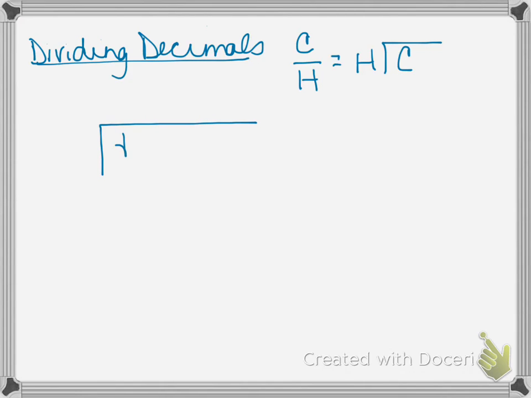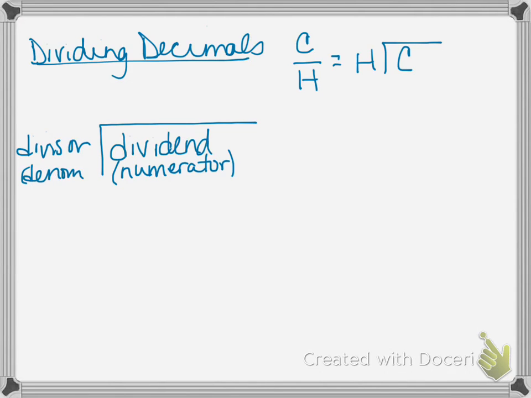So we have the number inside is our dividend. That is actually your numerator. It's the number you're dividing things into. We have our divisor. That is your denominator. And then we know that our answer is our quotient. Things that you must remember when we are dividing decimals, okay?